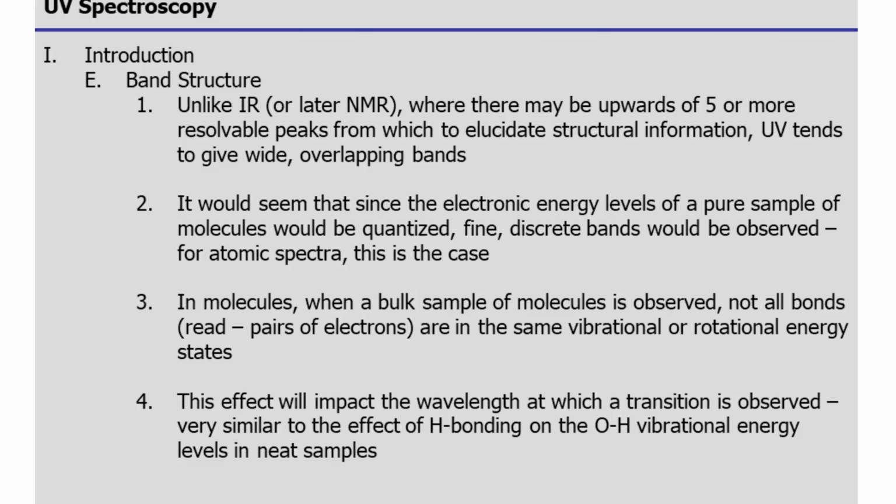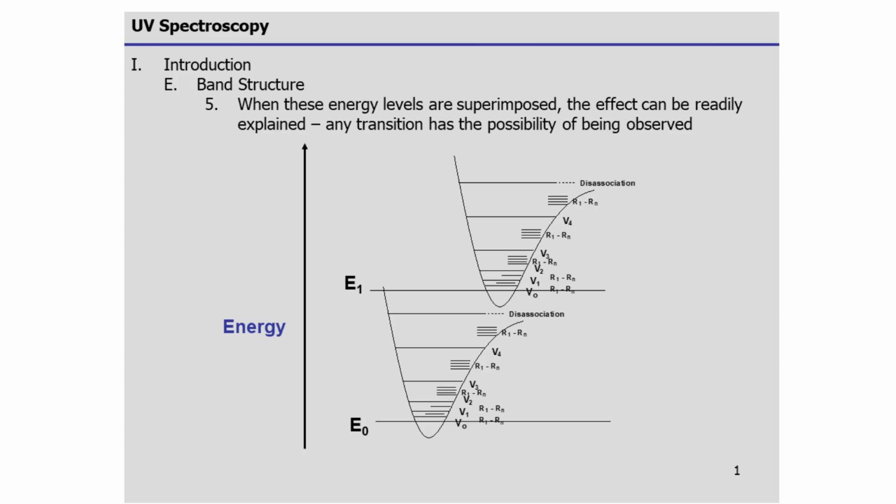Band structure in UV spectroscopy is different from IR or NMR. UV tends to give wide, overlapping bands due to the quantized electronic energy levels. In bulk samples, not all bonds are in the same energy states, affecting the wavelength of transitions. When energy levels are superimposed, any transition has the possibility of being observed. This diagram illustrates how energy levels and transitions are related in UV spectroscopy.